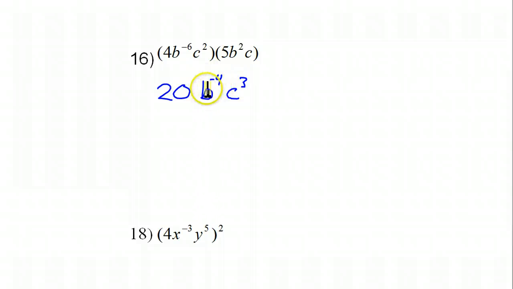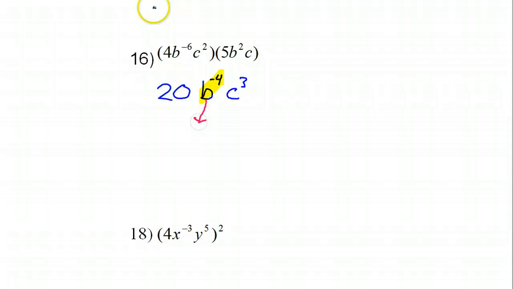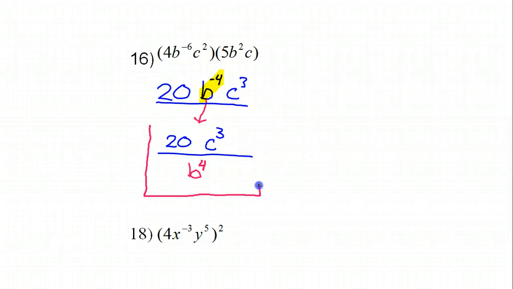Now, b to the negative 4 power. Anything with a negative exponent is on the wrong side of the line. So that is going to have to drop down to the bottom. So here's my fraction bar now. The 20 is going to stay up at the top, because here's our understood fraction line. That 20 is going to stay at the top. This c to the 3rd power is going to stay at the top. But the b, as we said, is going to drop down and become b to the 4th power like that. So this, my friends, is our final answer.